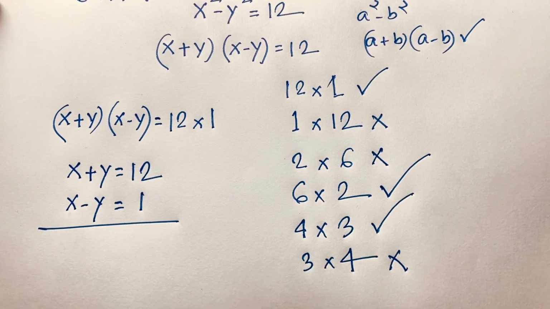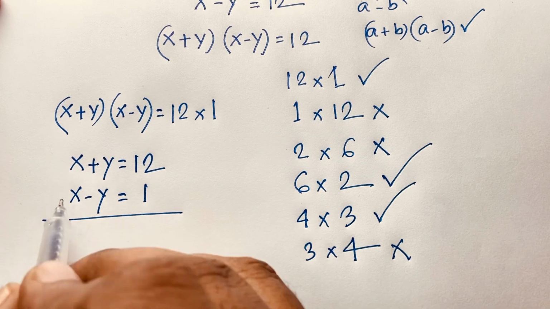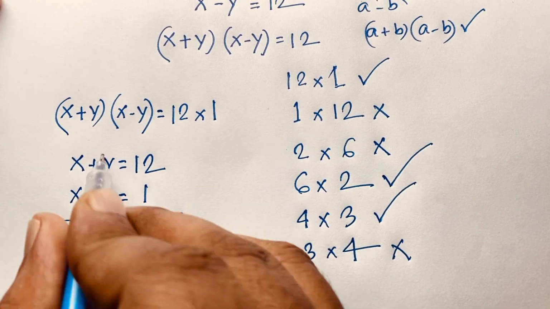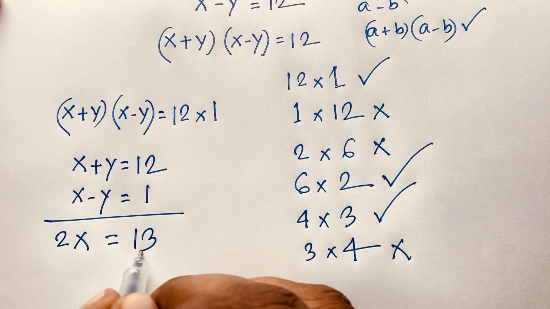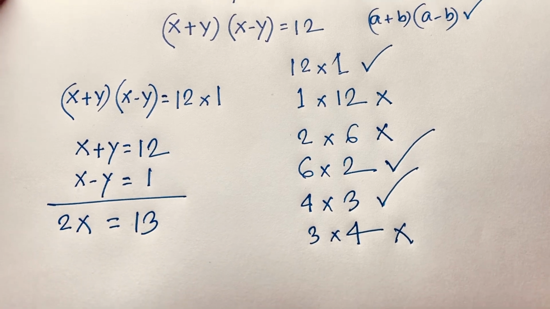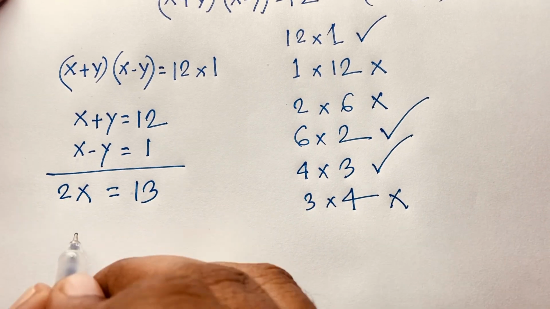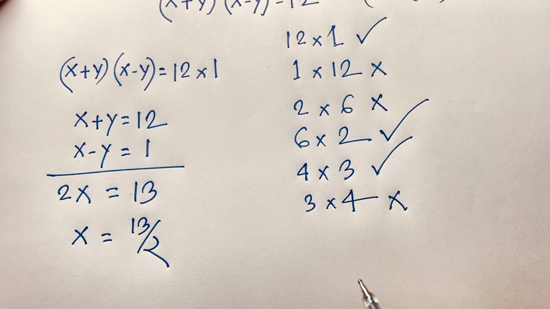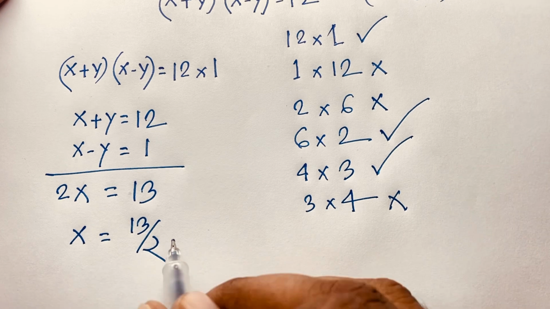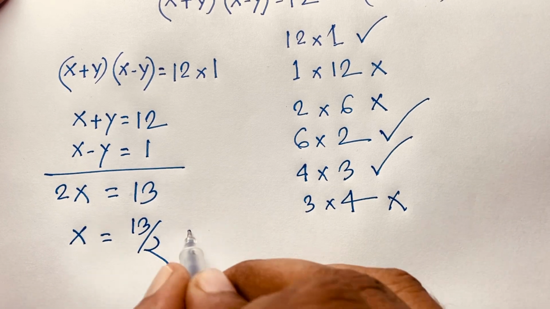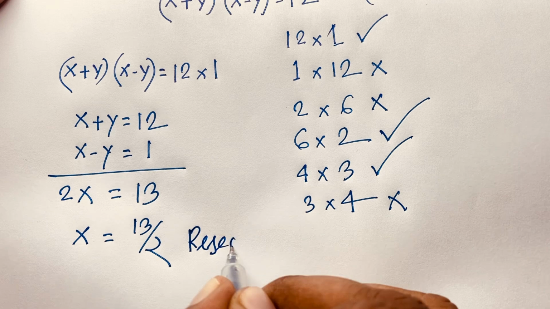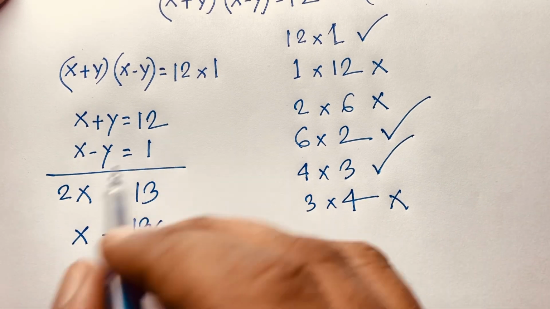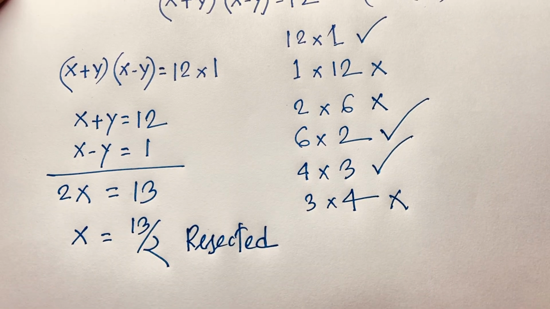Now if I add both equations, I can say that x plus x will be twice x, y cancels, and we will find out it will be 13. Now if I divide both sides by 2, we'll find out x is equal to 13 over 2. But remember that x and y are natural numbers, but it is a fraction, it is not a natural number, so it is rejected. y also is a fraction, so it is rejected.